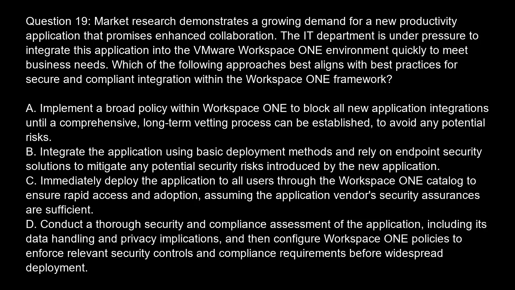Option A. Implement a broad policy within Workspace ONE to block all new application integrations until a comprehensive, long-term vetting process can be established to avoid any potential risks. Option B. Integrate the application using basic deployment methods and rely on endpoint security solutions to mitigate any potential security risks introduced by the new application. Option C. Immediately deploy the application to all users through the Workspace ONE catalog to ensure rapid access and adoption, assuming the application vendor's security assurances are sufficient.